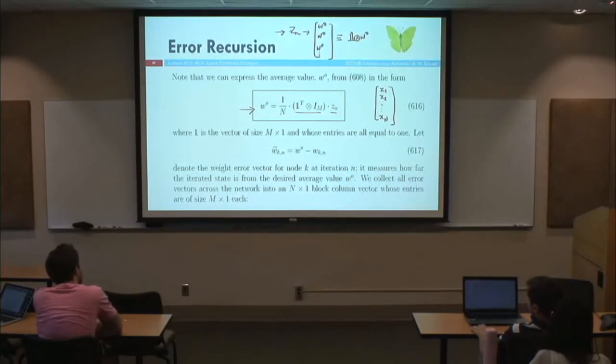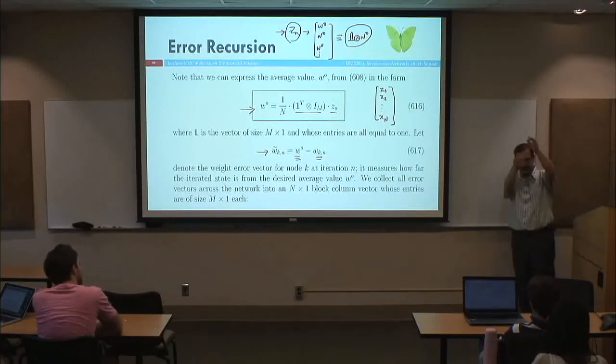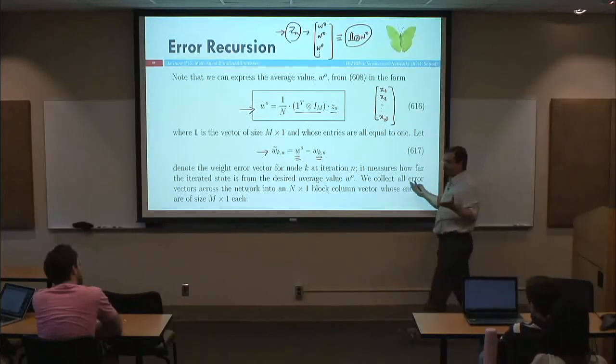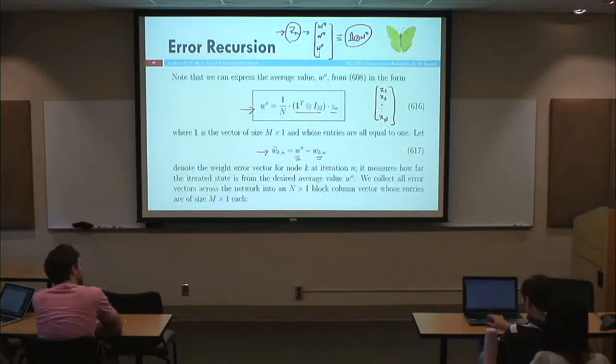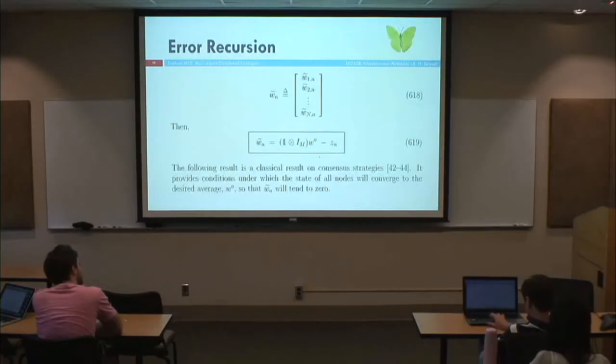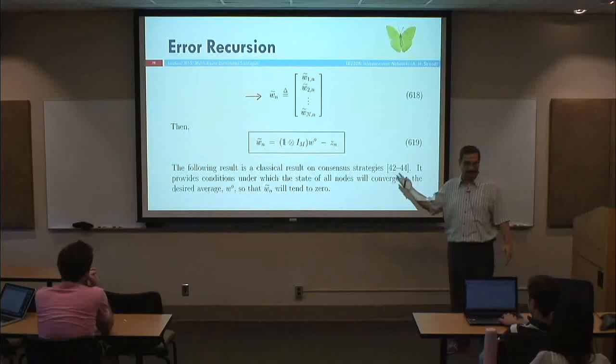Of course, another way to try to prove the result, rather than show that this is going to that, is to show that the error, the difference between where you want to go and where you are, is going to 0. Or the vector of errors is going to 0. This is another way to show it. So this is the vector of errors. I call it W tilde n. I could have called it Z tilde n. Perhaps I should have done that to be consistent.